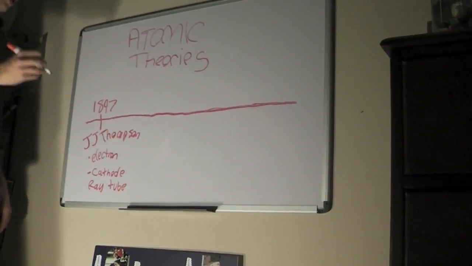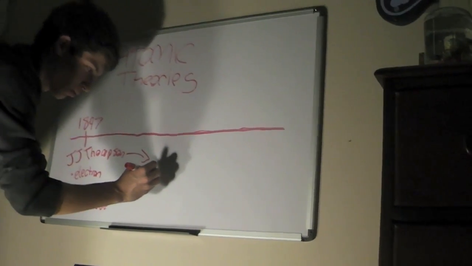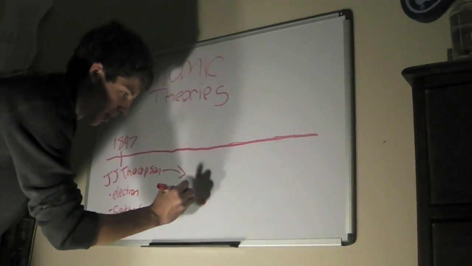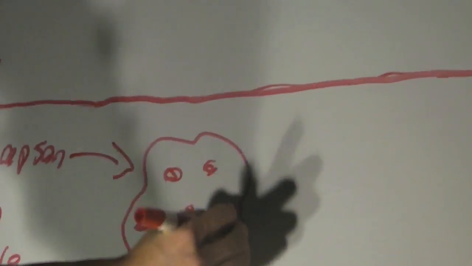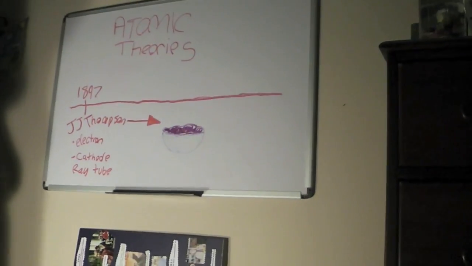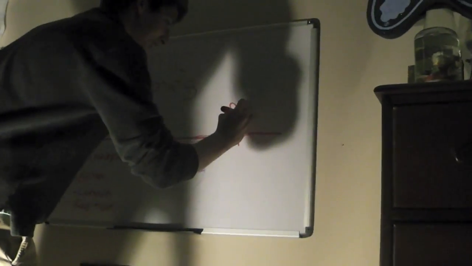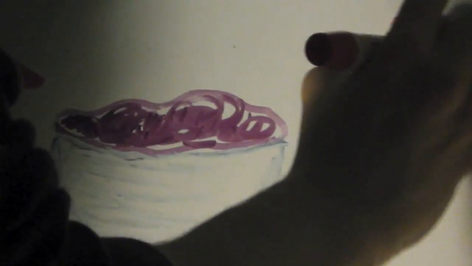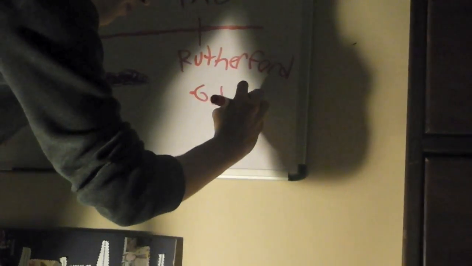From this, J.J. Thomson developed a model of the atom, which he called his plum pudding model, with electrons just kind of sitting around in this big, squashy blob. Now, let's move forward a couple of years to 1910, where Rutherford conducted his gold foil experiment. Now let's check it out.